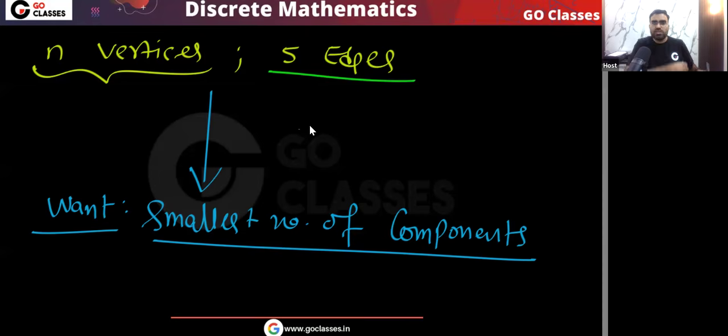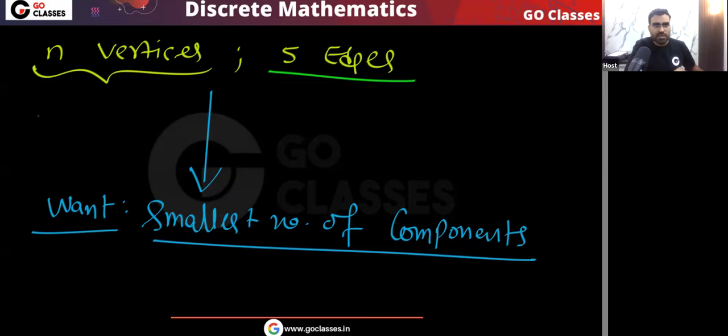Yes or no? Because every edge can reduce the number of components by at most one. Because of any edge, either the number of components will not change, or it can reduce by one. Now if I want the smallest number of components, then every edge should reduce the number of components by one. Do you agree with me? So I am saying, if there are n vertices and five edges, and I want the minimum number of components, then every edge should reduce the number of components by one.